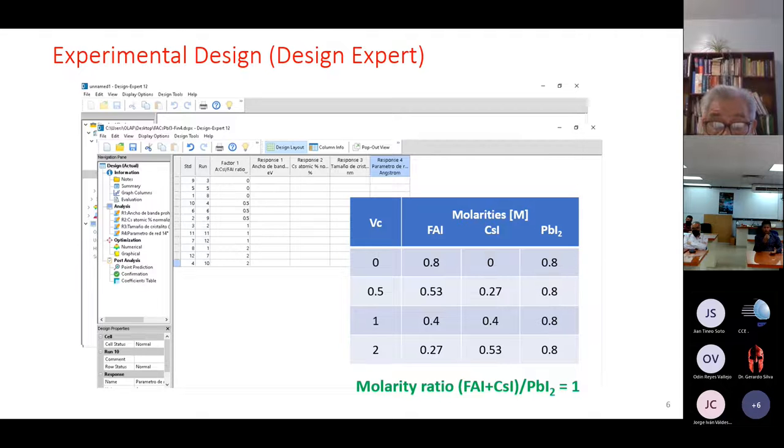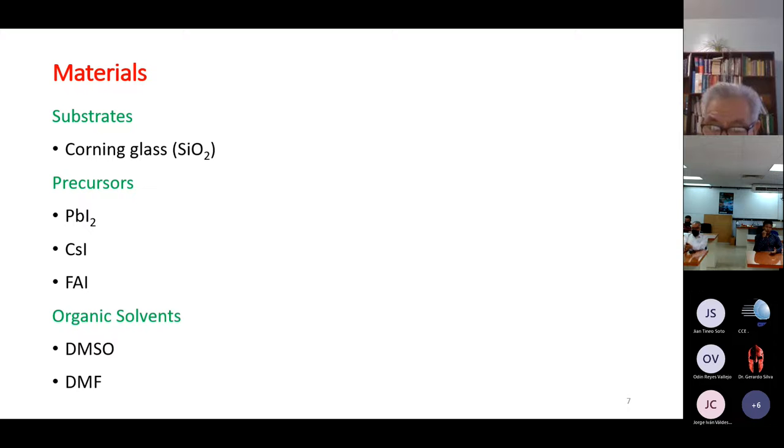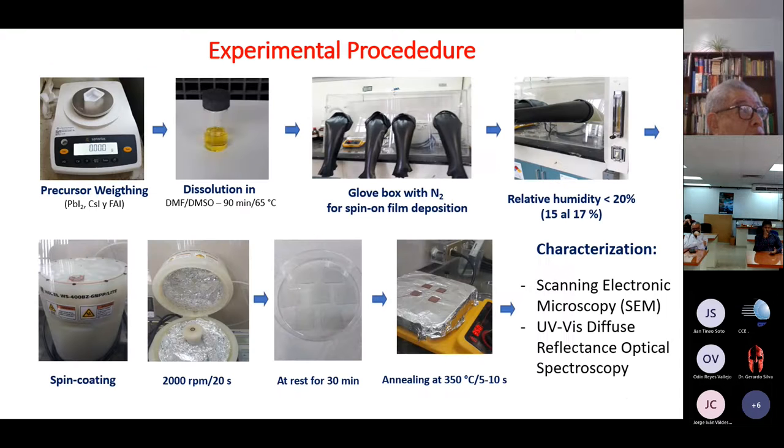And we selected the molarities of the formamidinium iodide and the cesium iodide in such a way that the sum of these molarities was exactly the same as the molarity of the lead diiodide. So the materials that were used in order to do this were Corning glass as substrates, using lead diiodide, cesium iodide, and formamidinium iodide. And these precursors would be dissolved in the mixture of two solvents, dimethyl sulfoxide and dimethylformamide.